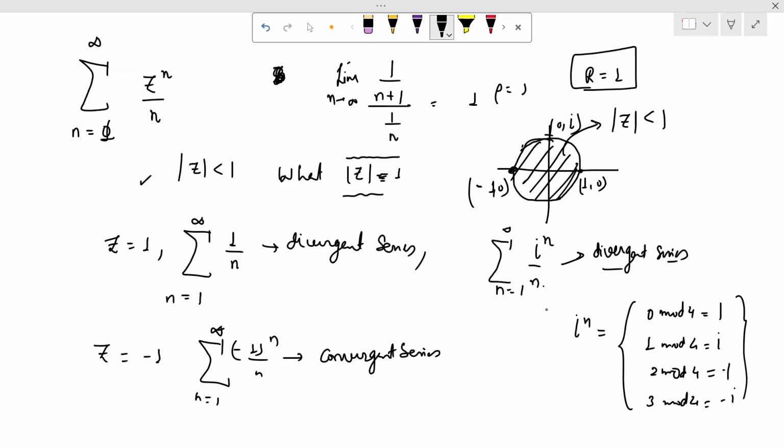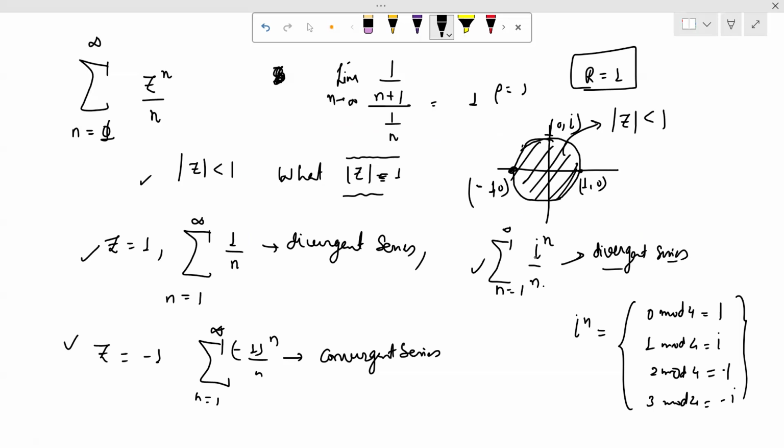Is that clear or not clear? Yes, sir, clear. So understand, on the circle, you can have different possibilities, but overall, this particular radius of convergence would be mod z less than 1. If it is iota, then if you take n as 0 mod 4, then it will be 1 upon n. If you take n as 2 mod 4, that is, numbers like 6 or 14, then it will be minus 1 raised to power n.